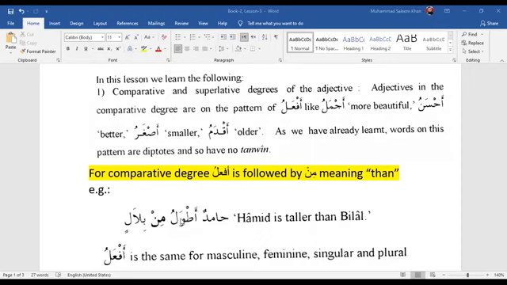Here, min is part of atwalu, and it will not be translated as from, like min means from, but here it does not have any meaning. However, it has the impact on the coming word, which becomes majroor. We know that the noun after min will be majroor. That means it will take kasra or kasratayn, as we can see here. So Hamidun atwalu min Bilalin. Hamid is taller than Bilal. So we can see here that min and then they are equal in Arabic and English.